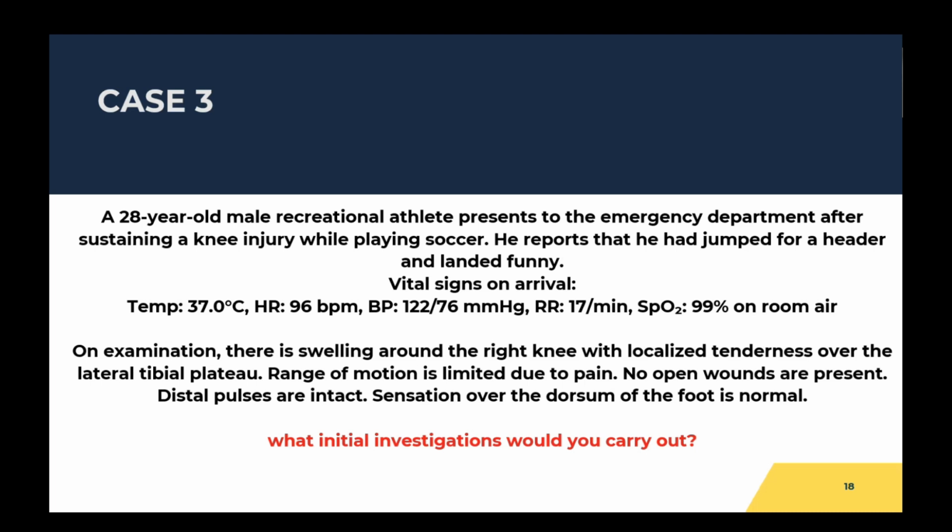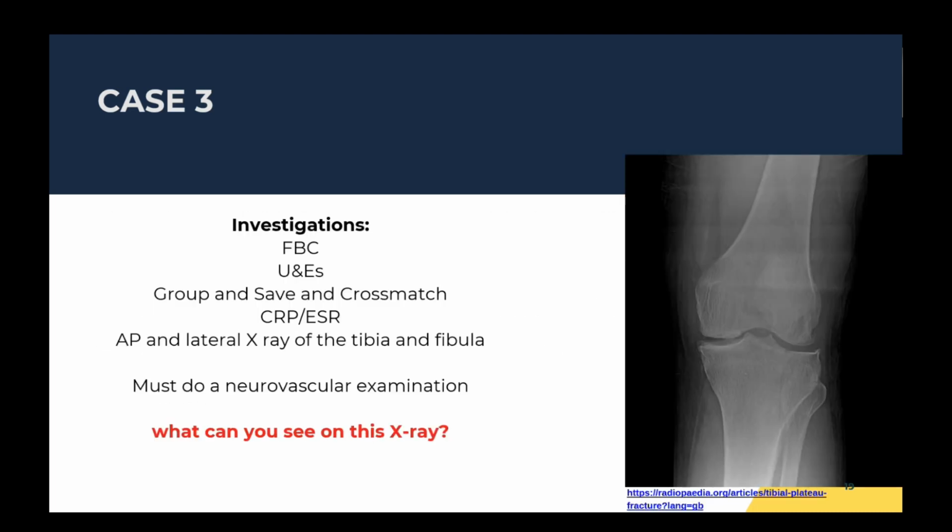What initial investigations would you carry out? X-ray, knee X-ray, AP and lateral, or dislocation possible for tib-fib? Yeah, these are good ideas. Let's look at the answers. Okay. So investigations-wise, we can do FBC, U&Es, group and save and cross-match. You might want to look into CRP and ESR for any inflammation, and do an AP and lateral X-ray of the tibia and fibula. Again, you must do a neurovascular examination as well.